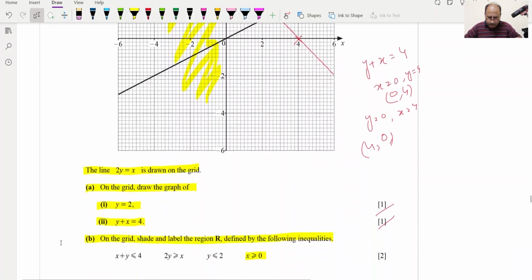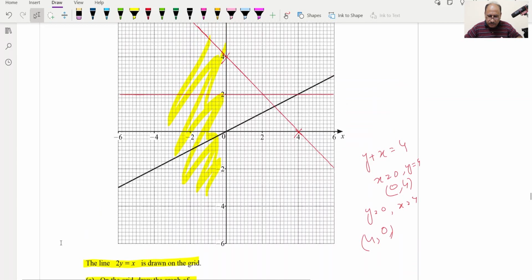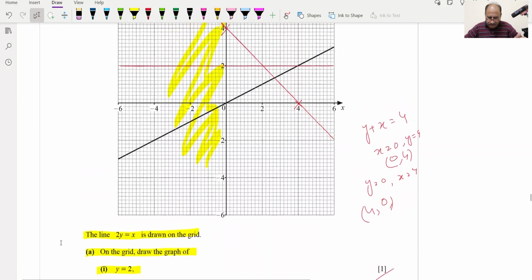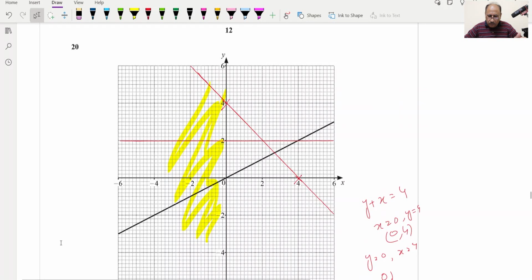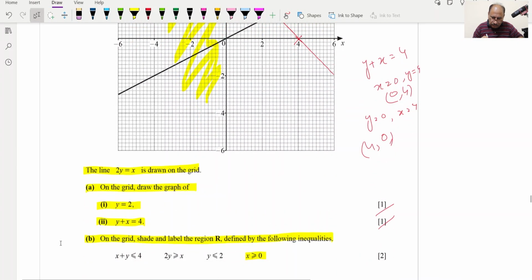X is greater than or equal to 0 is wanted. I'm keeping the wanted region white, and then we will figure out y is less than or equal to 2 is the wanted region. So greater than 2 I will shade, and this whole region is shaded. And then there's this one also we have done.